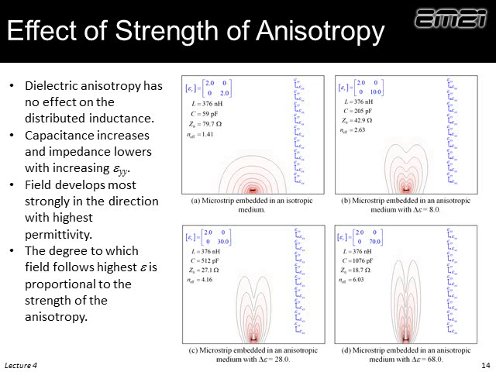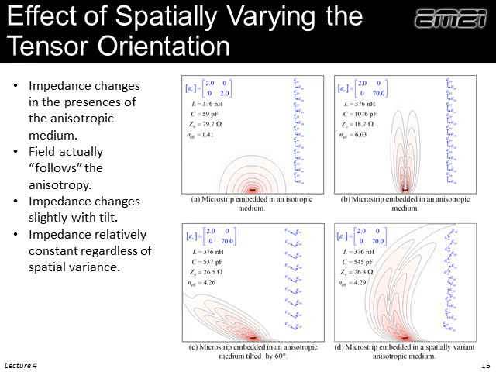Now let's look at the effect of spatially varying the orientation of that field. We start off in the upper left with our normal isotropic case, nothing interesting happening there. Then we stick it in something that's anisotropic with the highest dielectric constant being vertical, and the field follows that.